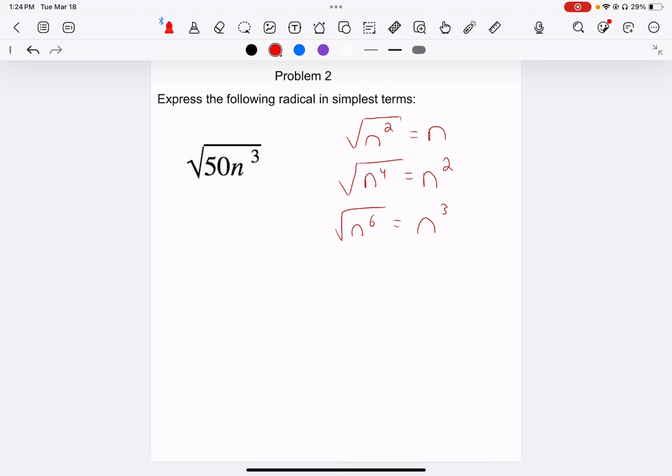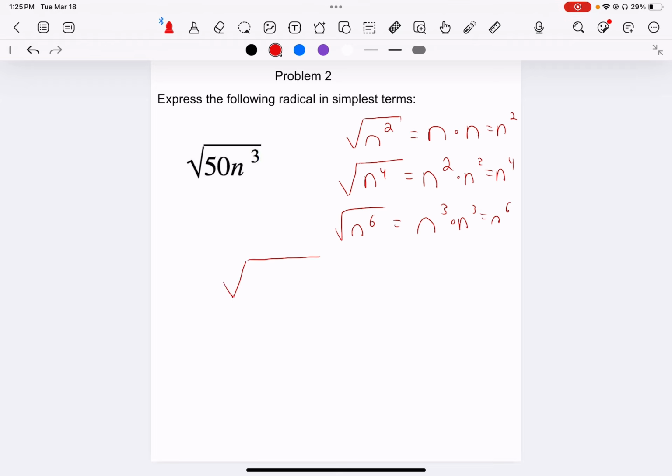You're dividing the exponent by 2 because when I multiply n times n, I add the exponents, that gives me n squared. N squared times n squared is n to the fourth. N to the third times n to the third is n to the sixth.